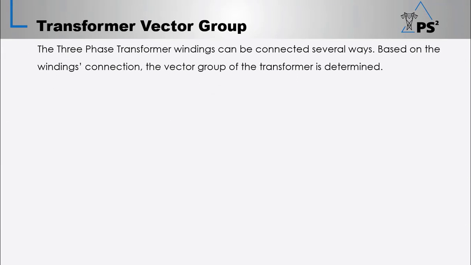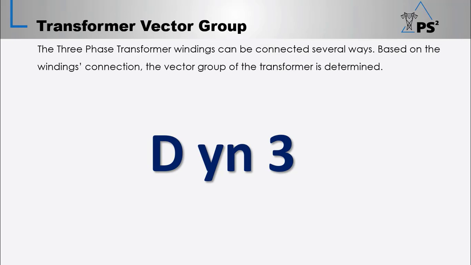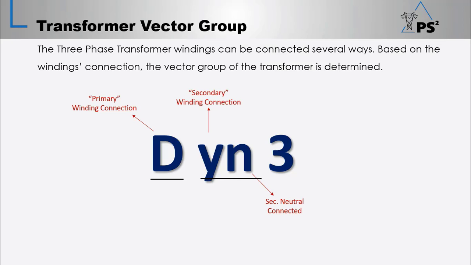The three-phase transformer windings can be connected several ways, and based on the windings connection, the vector group of the transformer is determined. Now let's see how to read and understand the transformer vector group. We have an example of a DYN3 transformer. This vector group consists of three parts. The first part is a symbol that indicates the primary winding connection, which is delta connection. The second part is a symbol that indicates the secondary winding connection, which is a star with neutral connection. The third part is a number that indicates the phase displacement of the secondary winding with reference to the primary winding.